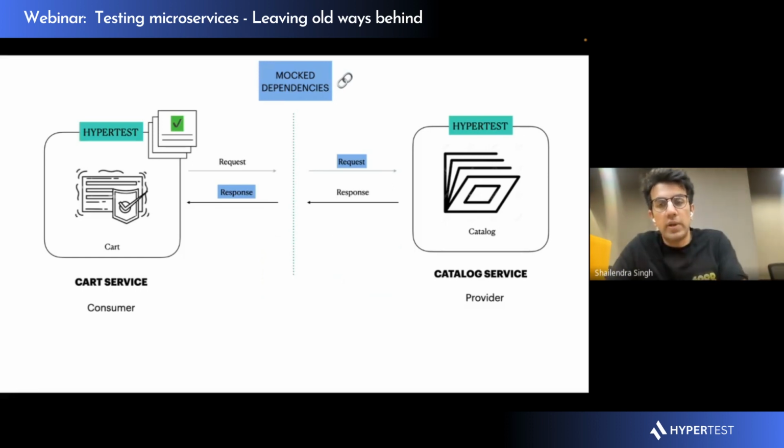Or maybe it will ask the owner of the catalog service if they're sure that the response it sends to cart has changed. If they approve the changed response, the mock that the cart service was dependent on changes.